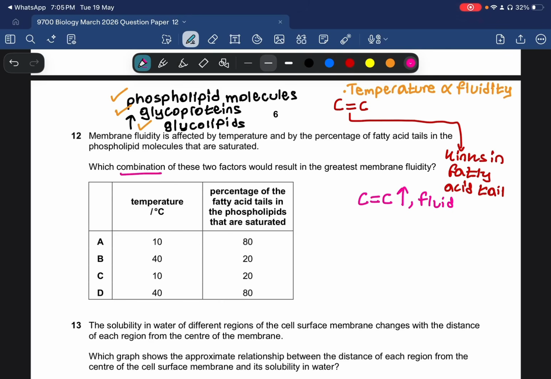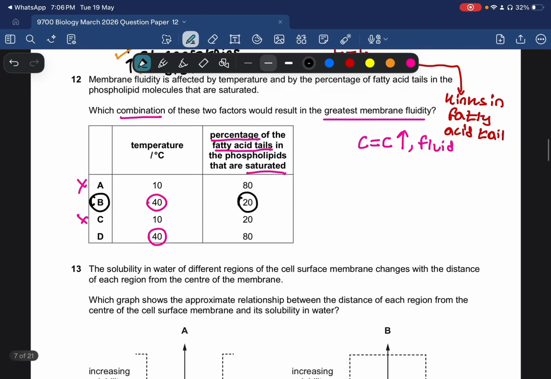So, which combination would result in the greatest membrane fluidity? Greatest temperature, and the temperature has to be the greatest. So A and C are out. And then the percentage of the fatty acid tails that are saturated. Oh, saturated should be the lowest, because obviously unsaturated would then be the highest. So the lowest is going to be this. So B is the answer, right?